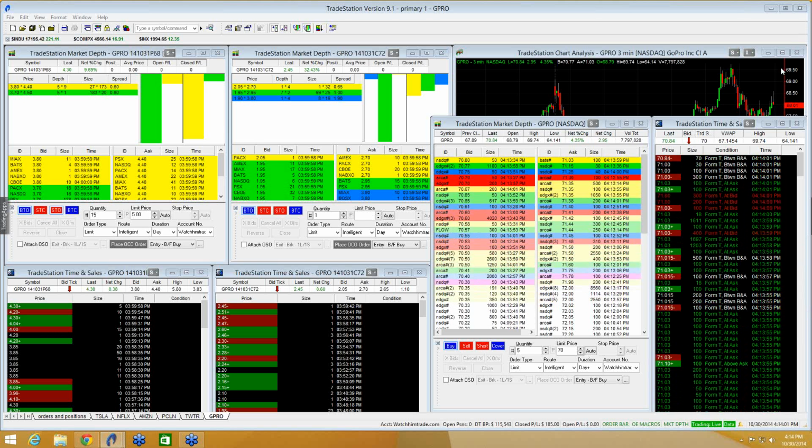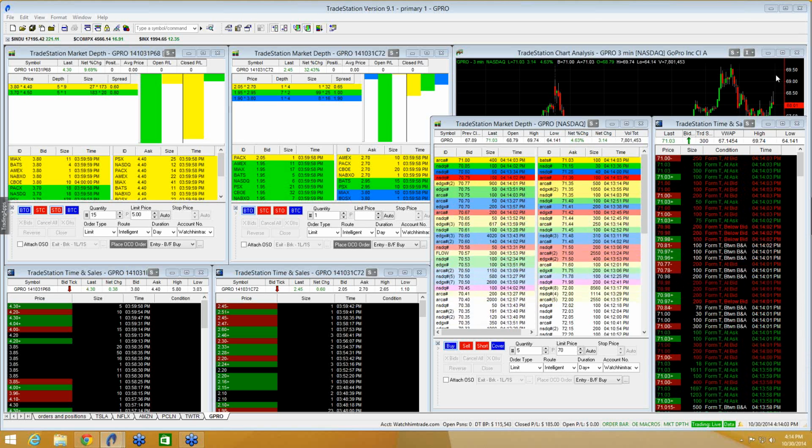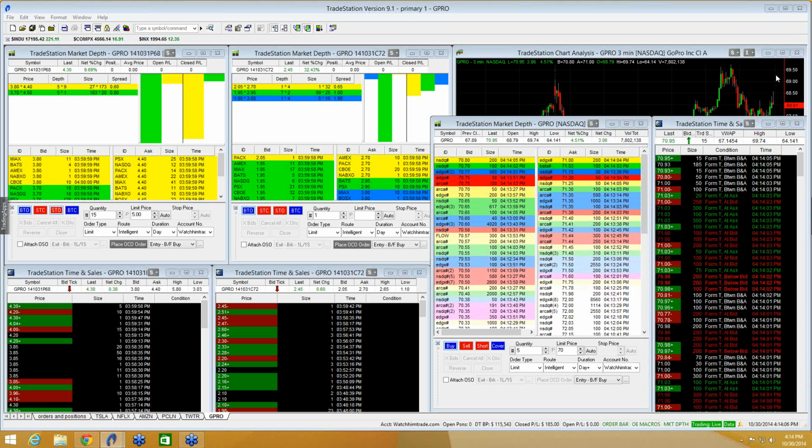So keep an eye on this $70 area, and we'll see what it's looking like tomorrow morning.